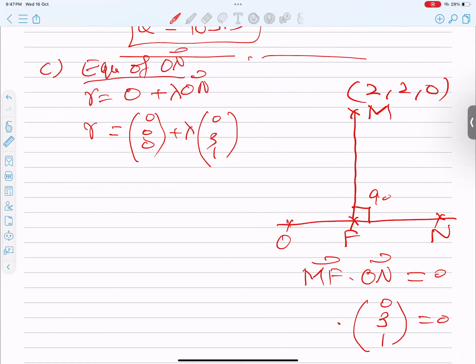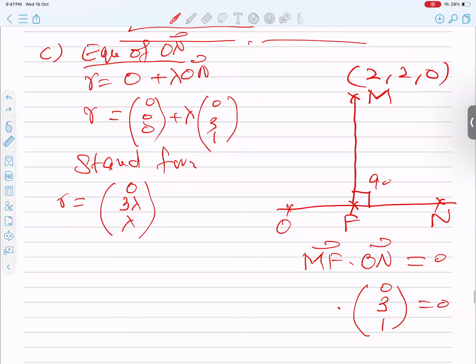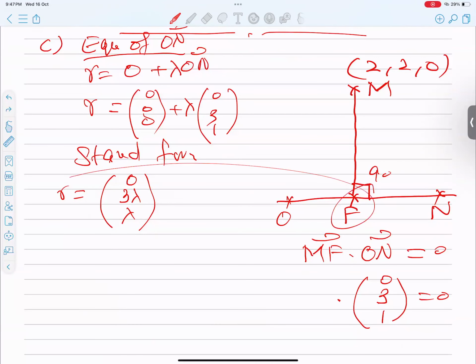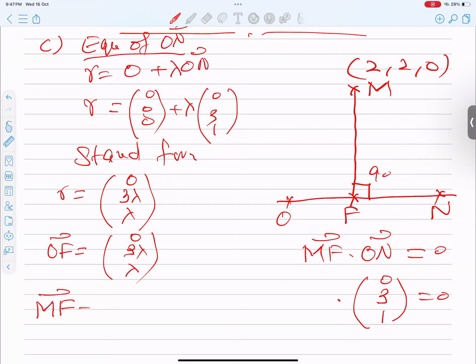Okay. Now standard form. How to convert to standard form, students? So standard form: this is becoming 0 from here, and okay, I got (0, 3 lambda, lambda). This is called standard form. So standard form is of this. It means, can I say this is F also? Correct. This is OF. So (0, 3 lambda, lambda). Okay, but I'm looking for MF. And what is the method for MF, students? MF is not hard to do.